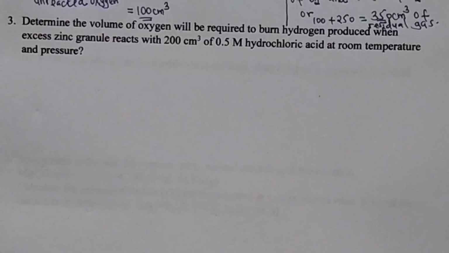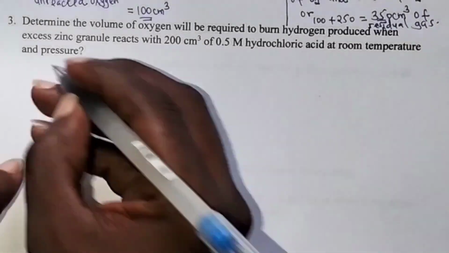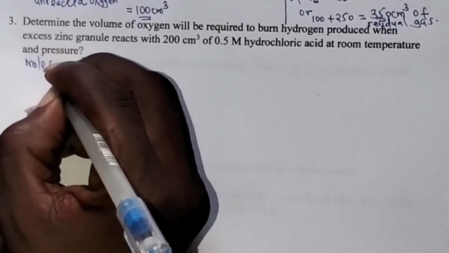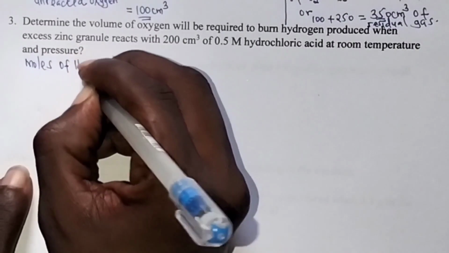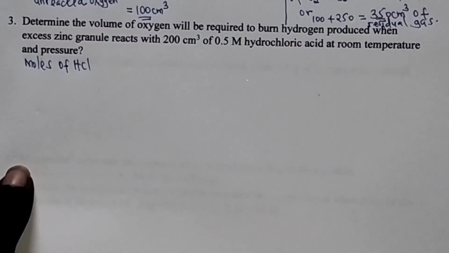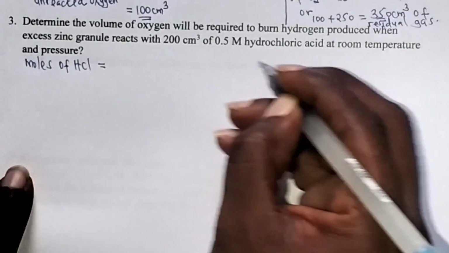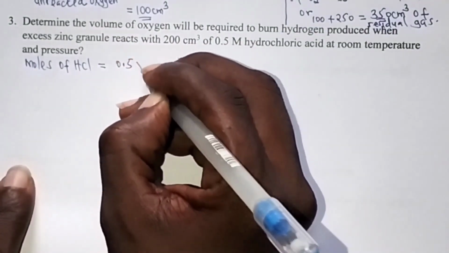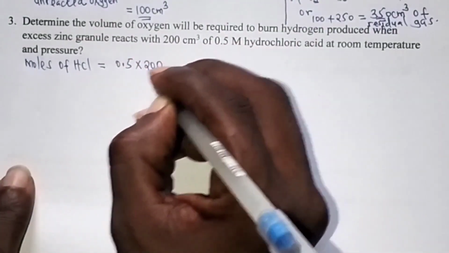We go to question 3. We are told to determine the volume of oxygen required to burn hydrogen produced when excess zinc granules react with 200 centimeter cube of 0.5 molar hydrochloric acid at room temperature and pressure. Okay, we can start by looking at moles of hydrochloric acid. How do we get moles of hydrochloric acid? Molarity, which is given 0.5, multiplied by volume used, which is 200, divided by 1000.